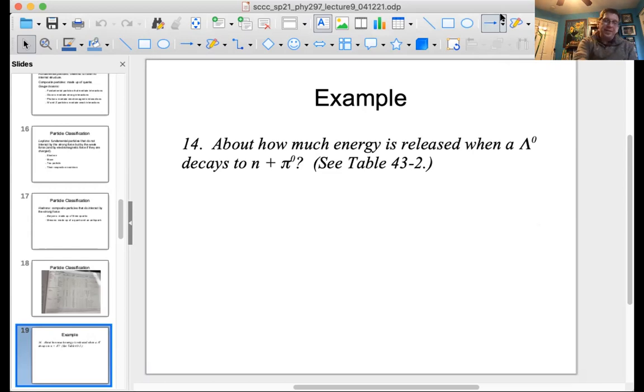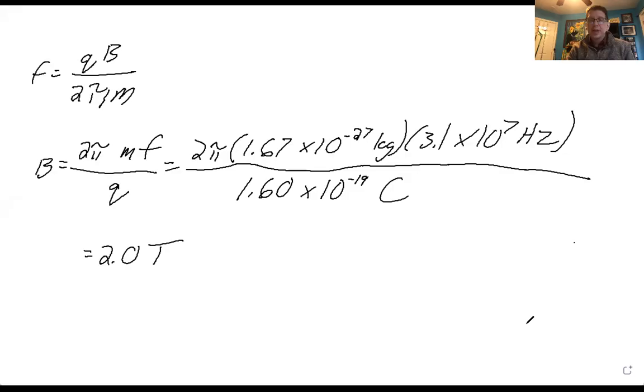So the table, if you want to follow along, is on page 1179, and it's sort of an abbreviated version of Appendix F, only not for the elements or atomic nuclei, but for things even more fundamental than the atomic nuclei. So what we have here is a lambda zero particle decaying to a neutron plus a pi zero particle.